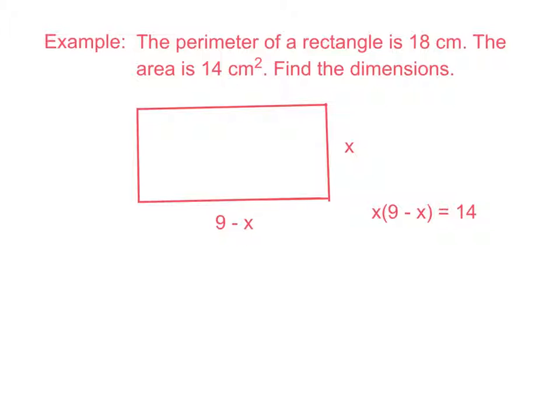And if I distribute the x and move everything over to one side, this is what I'll get. And if I factor that, I will get the following. So if I set each of these factors equal to 0, I find that the dimensions of my rectangle are 7 by 2.